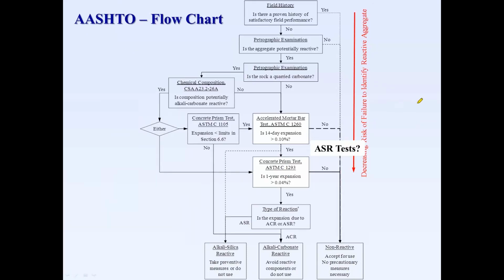So if you're not prepared to assume those risks, or your petrographer tells you that there may be potentially reactive aggregates, then we run our ASR tests. These are the two test methods that we discussed at length last week, our accelerated mortar bar test and our concrete prism test. If you fail the mortar bar test but you pass the concrete prism test, you're allowed to override the mortar bar test and accept the aggregate for use. If you fail them both and you're on the ASR route because we've already dealt with the carbonate issue, then we're going to be in this box here where we have to take preventive measures.